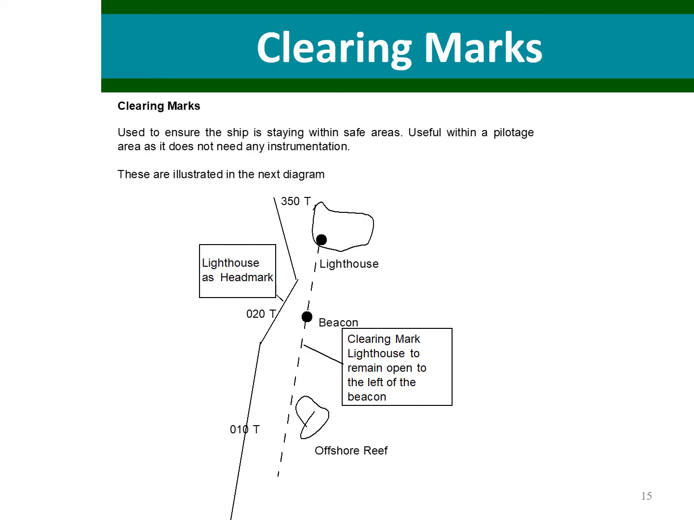You can see the vessel is using multiple courses to transit and navigate, and you have the lighthouse and the beacon as a clearing mark: lighthouse to remain open to the left of the beacon. You can use the lighthouse or the beacon as a head mark and make sure that you are keeping clear of the offshore reef on the right side of your course lines, and always maintain that minimum distance within all these courses, which will keep you clear of the offshore mark as well as the lighthouse ahead, which is on an island. All right.